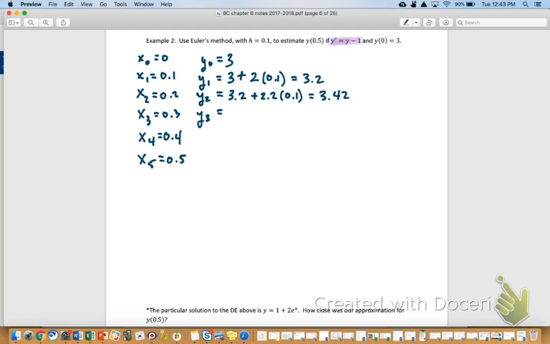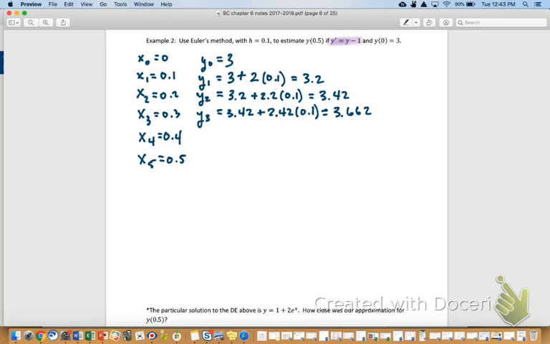So y3. We start off with 3.42. What would be the slope for this one? 2.42. Yep, you got it. 2.42. And then, of course, we multiply that by the step size. So this is 0.242. So I'm getting 3.662. Does that sound right? Okay, 3.662. Still seeing an increasing pattern, and it looks like the y's are increasing at an increasing rate to me.